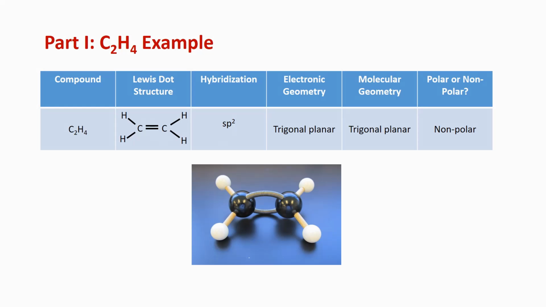The last example we will go over is C2H4, also known as ethylene. The Lewis dot structure shown on the table is the entire molecule of ethylene. If we split the molecule in half at the double bond, you will see that the carbons will separate. If we focus on one carbon on the left, the hybridization would be sp2. The electronic geometry of one side would be trigonal planar because there are 3 electron groups. The molecular geometry would be trigonal planar because there are 3 bonding groups. The entire molecule of ethylene would be nonpolar because there is no net dipole.